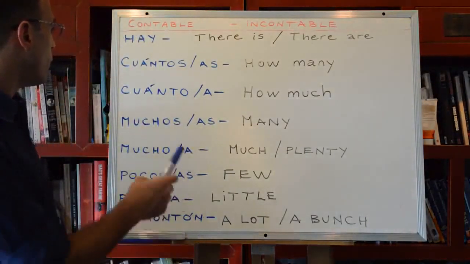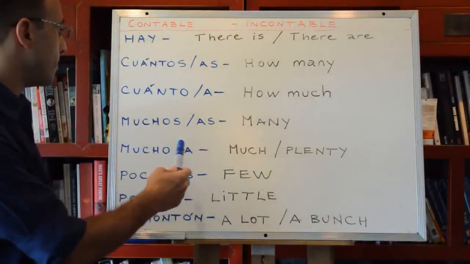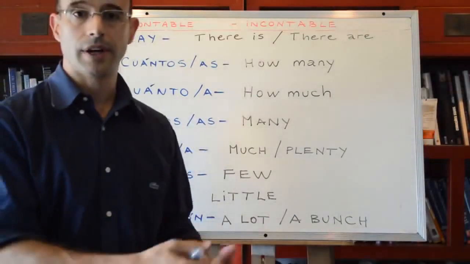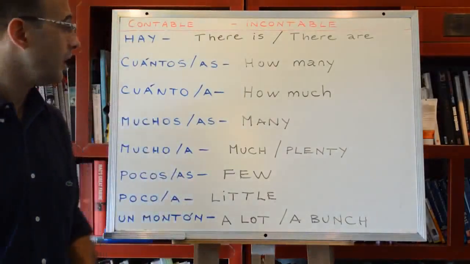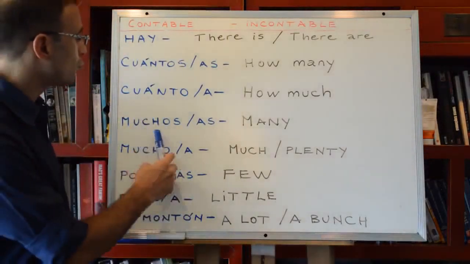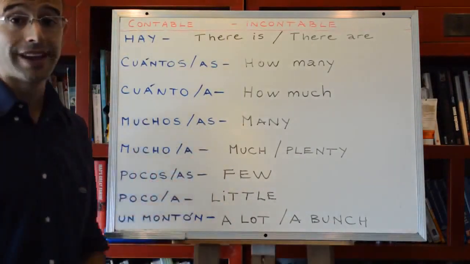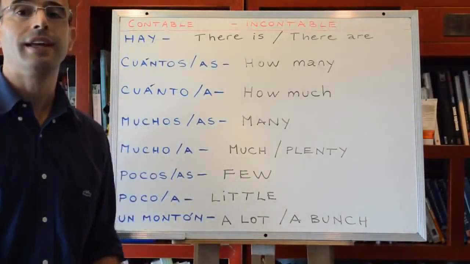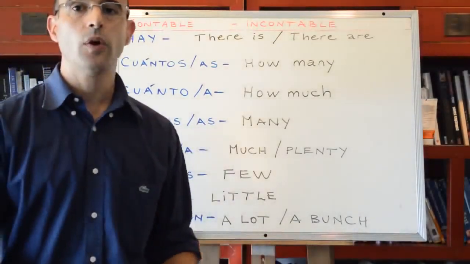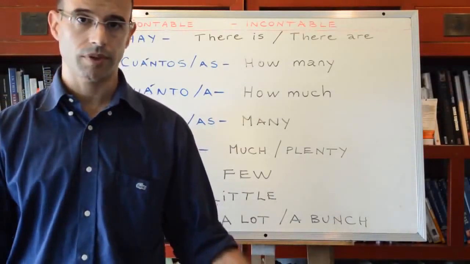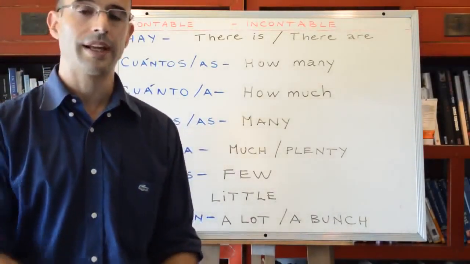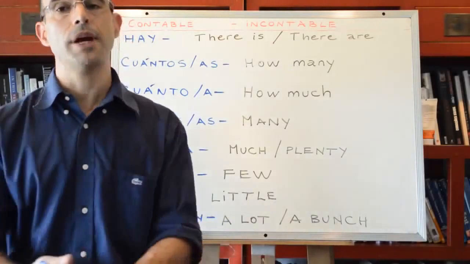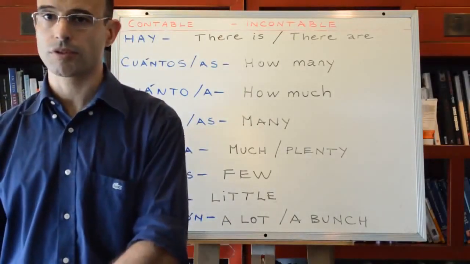Now, for many or plenty, right? Countable and uncountable, in Spanish we have muchos or muchas for countable. Like, for example, tengo muchos libros. I have many books. This is countable. We can count the books. I have many books. Tengo muchos libros.